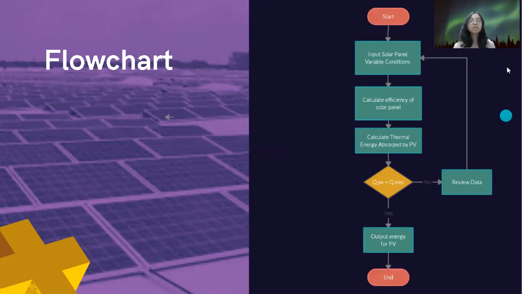Next, this is the flowchart that I have made in order to explain how the coding works. So first, you start and then input the solar panel variable conditions, which I have already explained, and then calculate the efficiency of the solar panel, and then calculate the thermal energy absorbed by the PV, and then when the Q of the PV equals to the Q of the electricity, then we can later count the output energy for the PV and then the process will end.